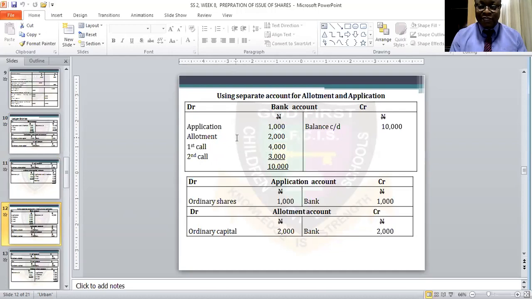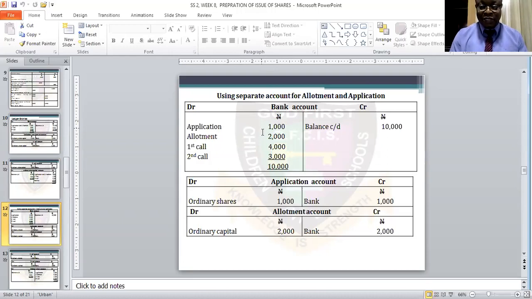Mind you, let me explain this. Application and allotment, if you want to combine them together, we got 3,000 naira in the first method that we used. Then we've separated them. Application is 1,000, the allotment is 2,000 naira. But in the first method we used, we combined the two together and said application and allotment 3,000 naira. If you want to separate them, you can separate them as well. But when you are separating them, you are using the second method, that is using separate accounts for allotment and application.